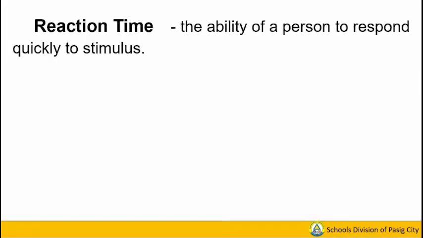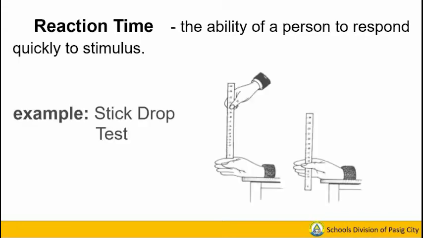And the last component of skill-related fitness is reaction time. It is the ability of a person to respond quickly to a stimulus. The example of this is the stick drop test. The purpose of this test is to measure reaction time, as to how fast a person can respond to a stimulus. The higher your score, the faster your reaction time.